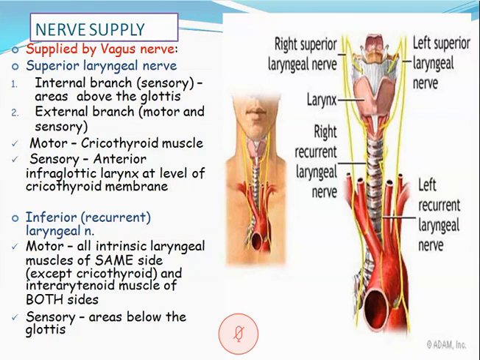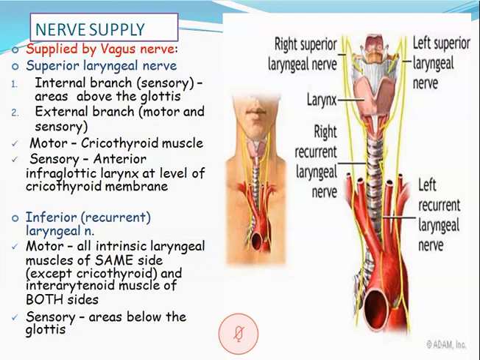Next, coming to the nerve supply. This is very important. As you know, the left recurrent laryngeal nerve and right recurrent laryngeal nerve are both branches of the vagus, and the superior laryngeal nerve also takes part. The left goes a little deeper into the thorax, but the right comes from only superficially.